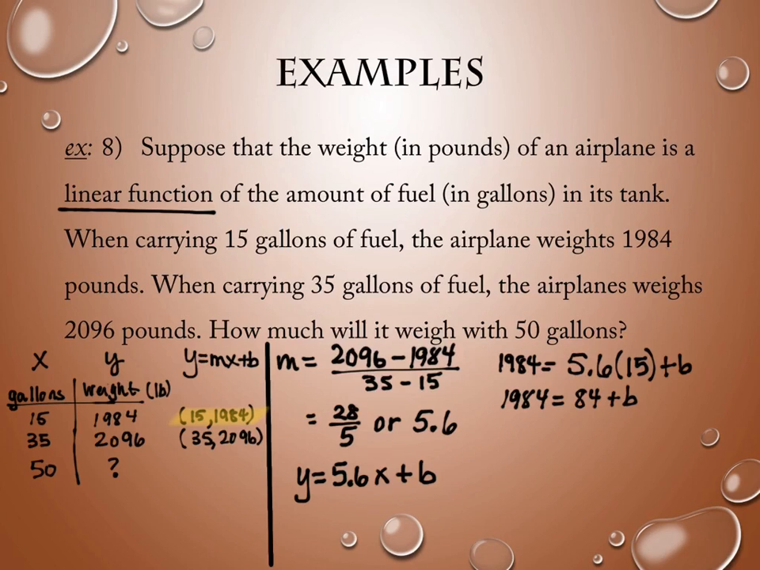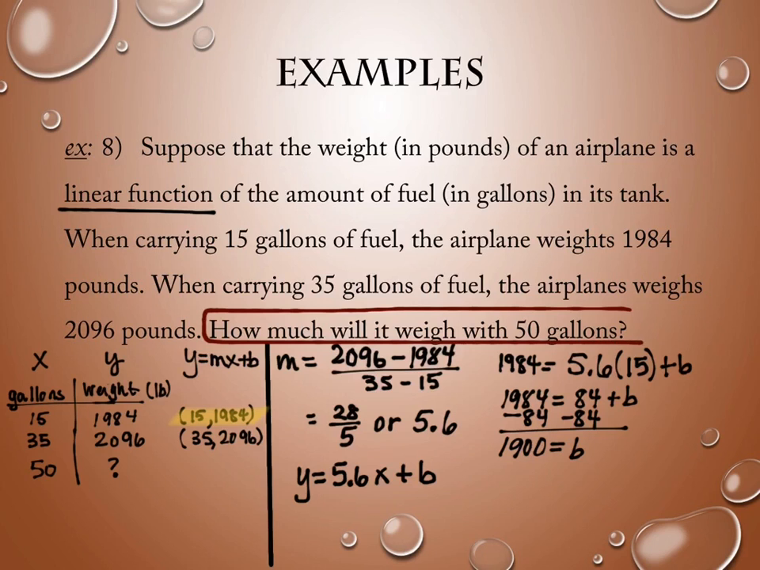Interesting. So what's b? Yeah, it's 1900, right? So if I were asked what the weight of the airplane is, that would be my answer, actually, wouldn't it? My weight of my airplane is actually 1900 pounds. It asks me to find out something different, though. It wants to know how much it would weigh if I had 50 gallons in my tank. So how am I going to use what I've done so far to find that answer out?